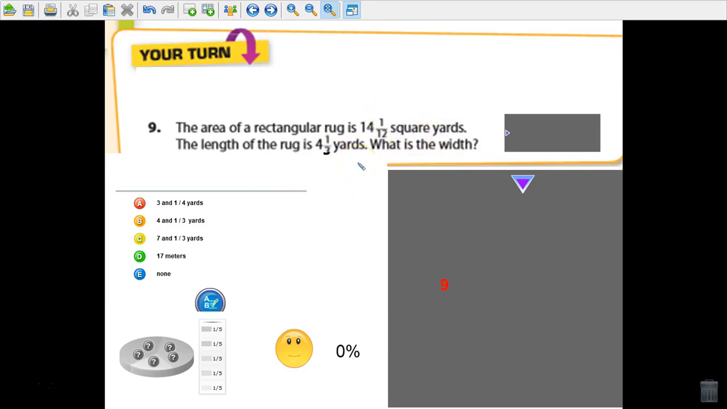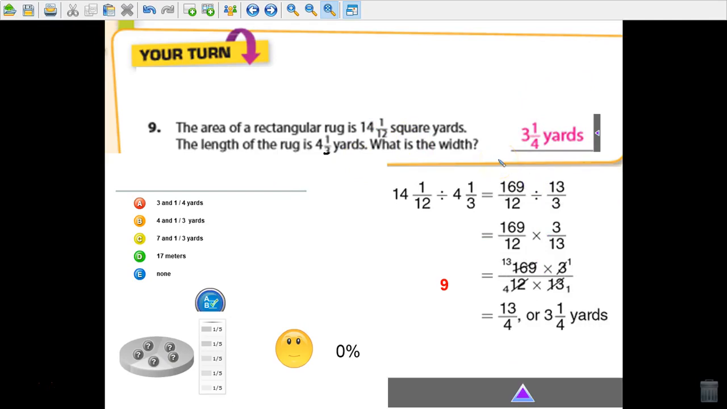Class, same exact thing. It's literally the same exact thing. So here's your answer. Hopefully you got it right. If you did not get it right, hopefully you didn't erase your work. But here's what we're doing. We write the problem down. First step, we change these into improper fractions by multiplying the denominator times the whole number and then adding it to the numerator. Same thing right here, okay? So 169/12 divided by 13/3.